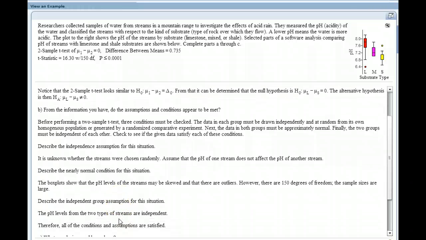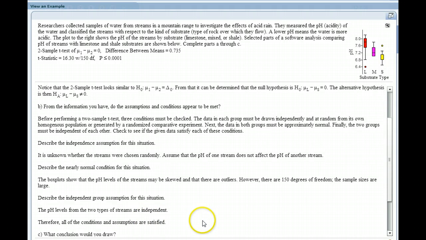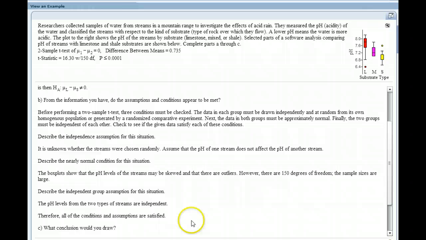The next one we want to look at is to describe the independent group assumption for this. The pH level from the 2 types of streams should be independent. There is no reason to believe that the pH of one group or one stream is affecting the pH of another. Therefore, we're saying that all the conditions and assumptions are satisfied. Now, what conclusions can we draw from this data here?